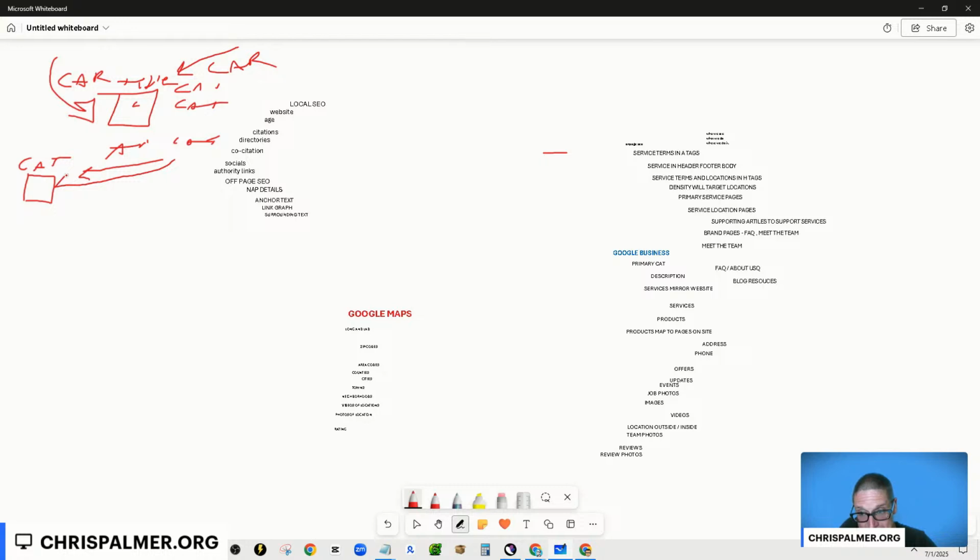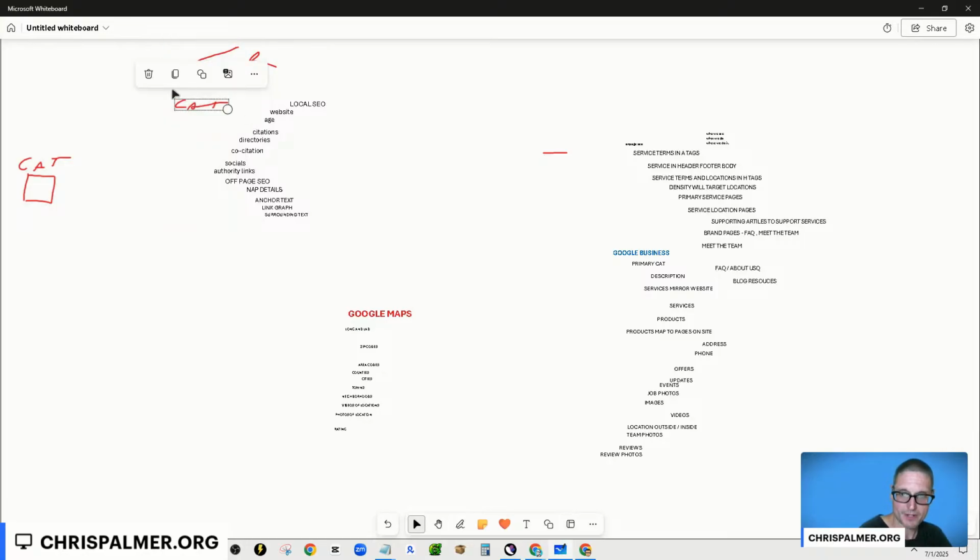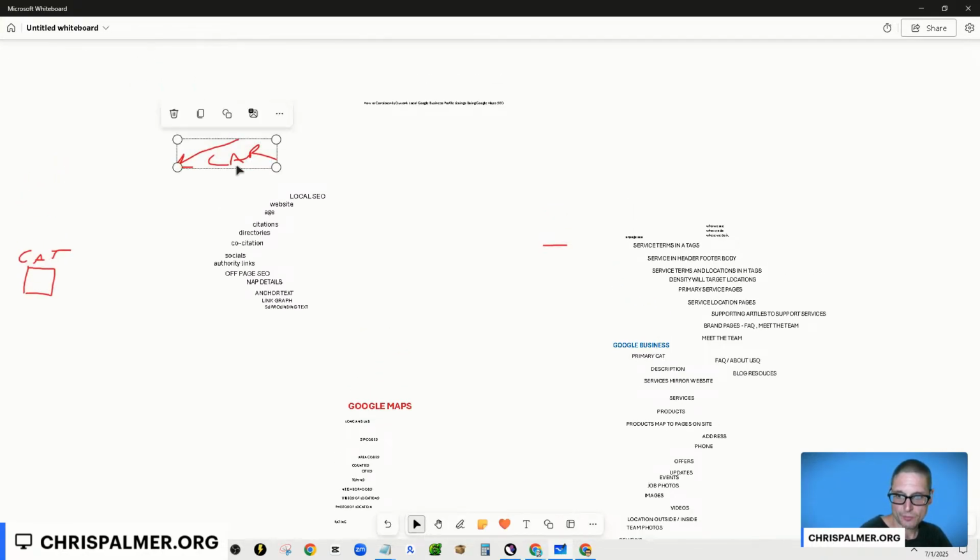When I get this link, it may still pass a little bit of power, but Google is going to perceive this as a car link, not a cat link. I hope that makes sense to you. If it does not, I apologize for my explanation. Let's move forward. All right. Hopefully that makes sense. Now, back to ranking. All right. I'll try not to describe anymore.